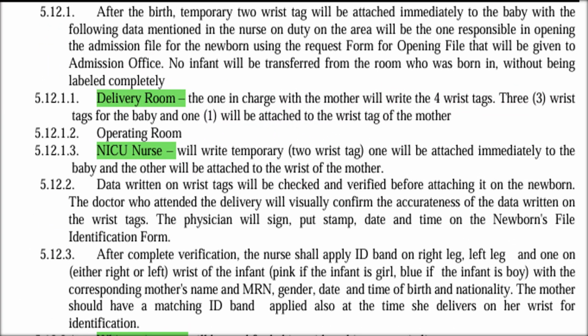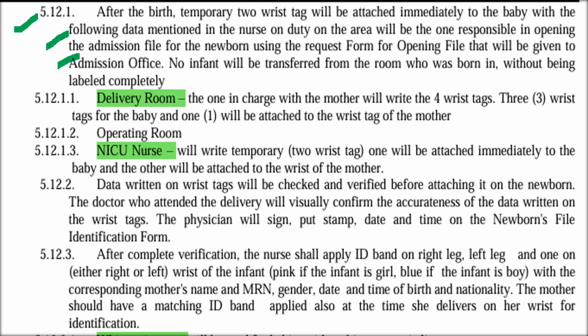Now, for the newborn identification, as stated in our policy, after the birth, a temporary two wrist tag will be attached immediately to the baby with the following data. The nurse on duty in the area will be the one responsible for opening the admission file for the newborn using the request form for opening a file that will be given to the admission office.